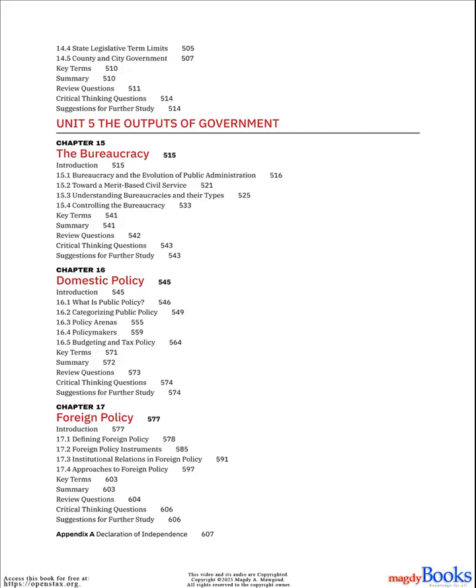Appendix A. Declaration of Independence. Appendix B. The Constitution of the United States. Appendix C. Federalist Papers No. 10 and No. 51. Appendix D. Electoral College Map. Appendix E. Selected Supreme Court Cases. Answer key. References. Index.